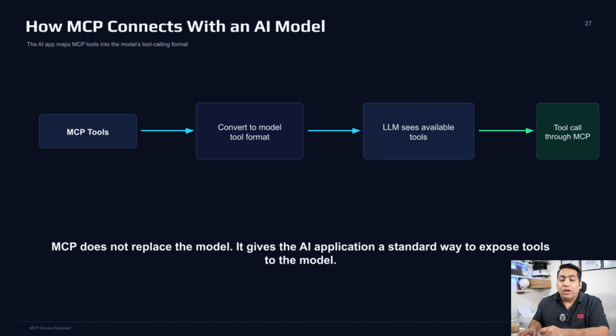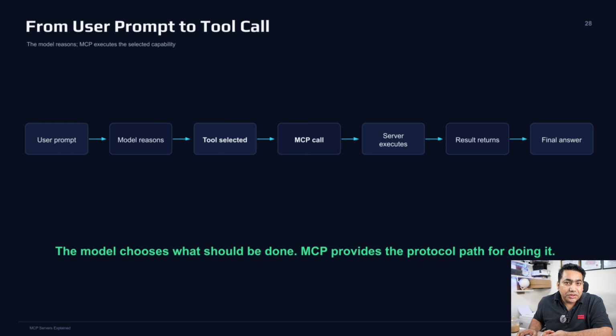Okay, this is the full flow. The user asks a question, the model reasons over the request, the model selects a tool, and then the MCP client sends the tool call. The MCP server exposes the capability and the result returns. Then the AI application gives the final answer to the user. So the model decides what should be done, and MCP provides the protocol path for doing it.